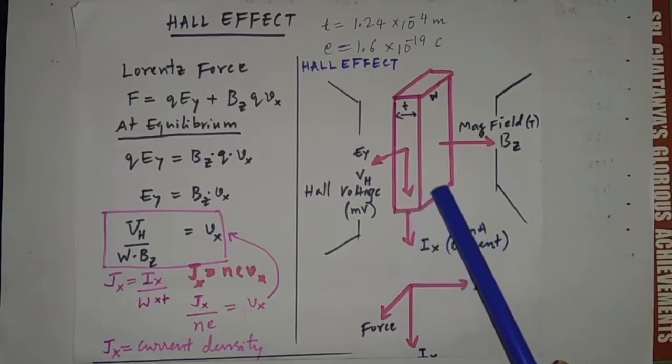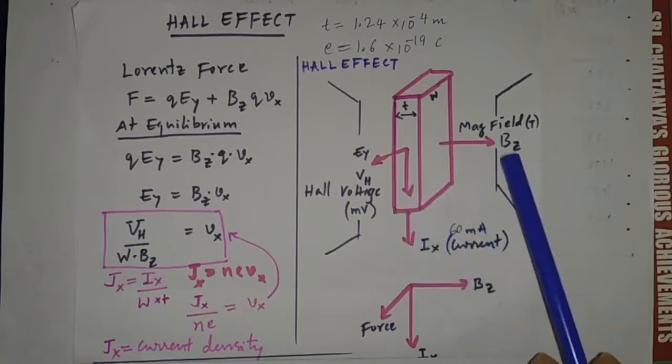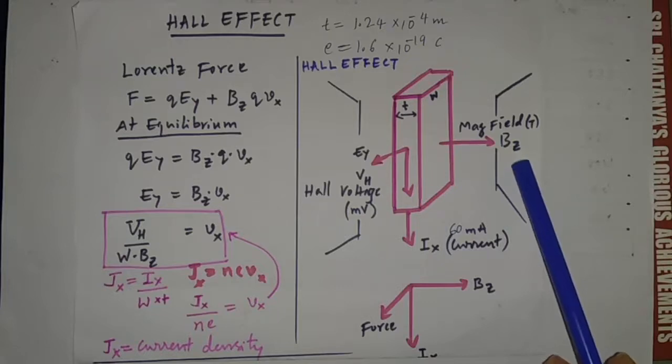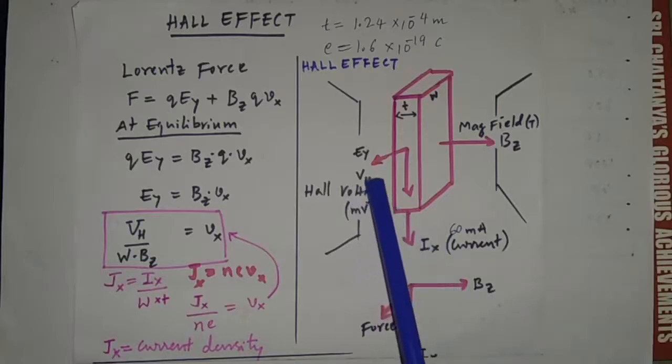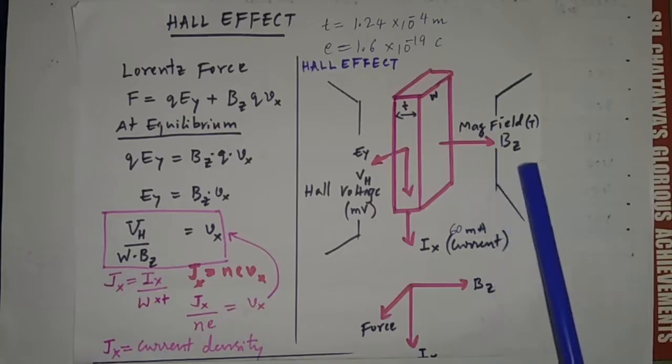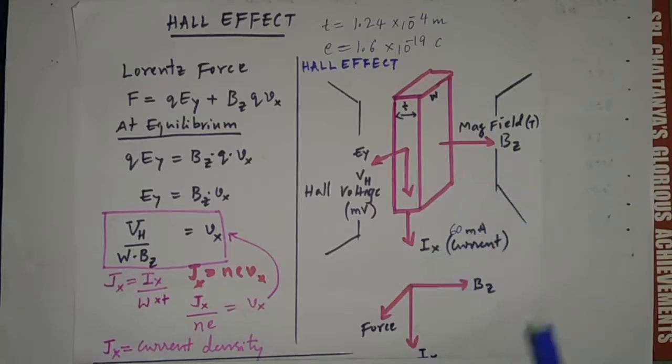This is the semiconductor specimen, and this is the direction of the magnetic field Bz, and this is the direction of the current through the sample, and this is the direction of the Hall voltage or the Hall field, which is perpendicular to the Bz and Ix. So these are the electromagnets, and we can understand the direction using the Fleming left hand thumb rule. This is the direction of the magnetic field, this is the direction of the current, and this is the direction of the force due to magnetic field.